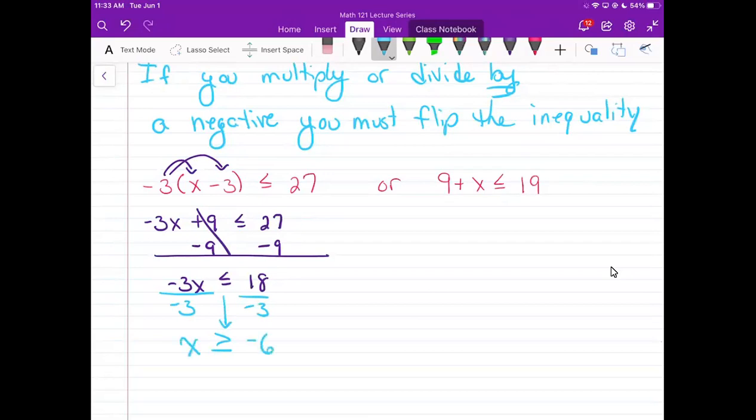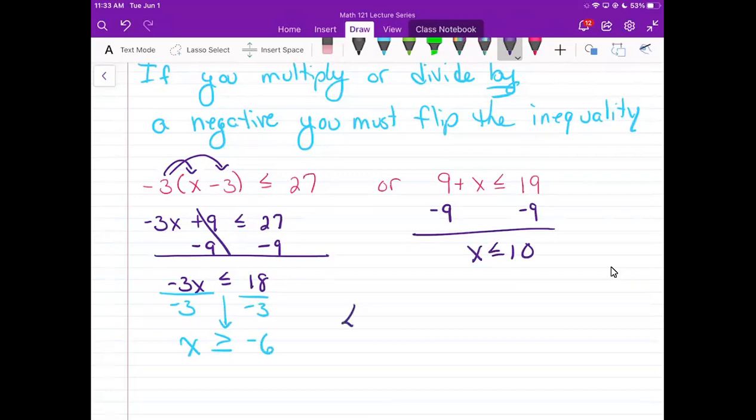Working on the other piece of the compound inequality, I'm going to subtract 9 from both sides, and I get x is less than or equal to 10. Notice I did not multiply or divide by a negative, so that is going to remain the same.